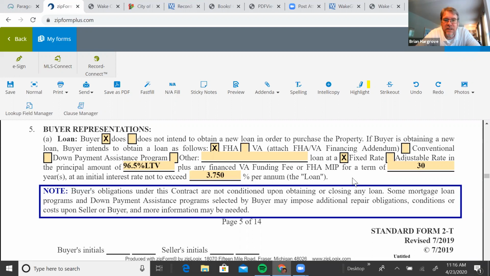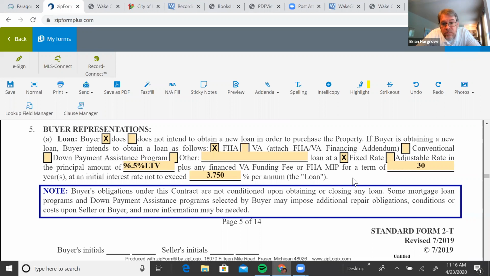Now, this is just simply disclosure. It's just letting the seller know a little bit about you. There's nothing else to this. It's just saying, hey, Mr. Seller, this is what I'm about, and this is the kind of loan I'm going to get, so that when you decide to go under contract, you know what I'm dealing with.